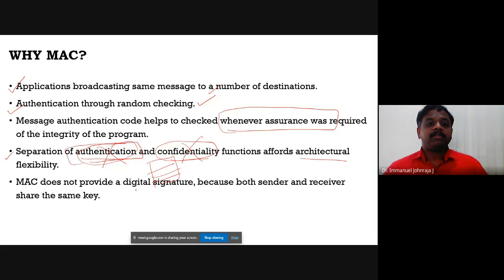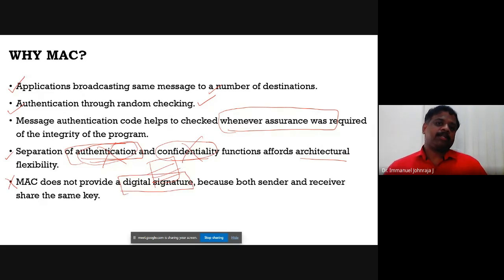And MAC does not provide a digital signature. Yeah, that is the downside. Probably I put a mark here: it does not provide digital signature. Why does it not provide digital signature? Because both sender and receiver share the same key. Please remember, this is the place where you can find the difference between digital signature and authentication.